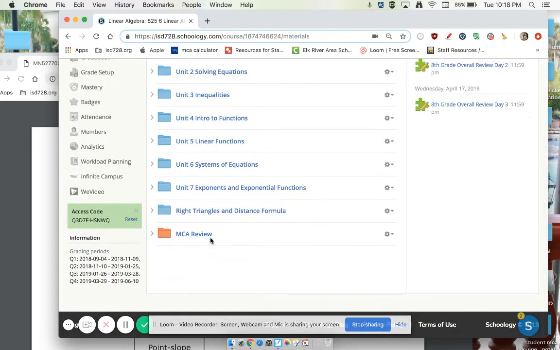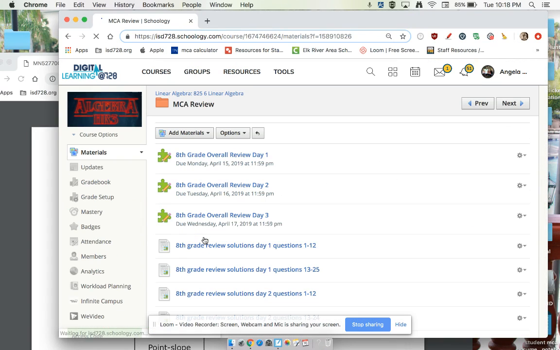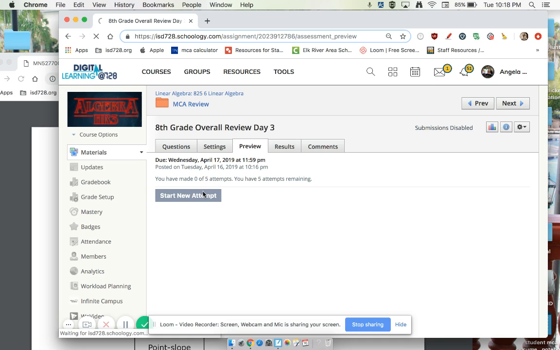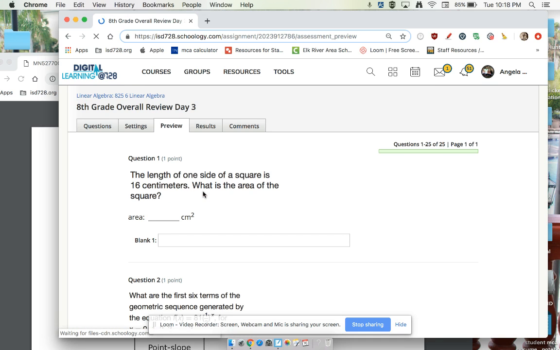Show you day 3, and I'm going to show you probably questions 1 through 12 here. Let me go to preview, start new attempt, and question number 1. The length of one side of a square is 16 centimeters. What is the area? So the area of the square, you go base times height really is the formula.